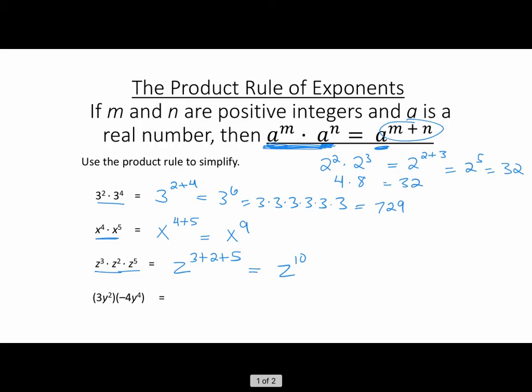And the last example, 3y squared times negative 4y to the fourth. Let's multiply the number factors first. We can commute and associate those factors, and then multiply the base y factors. So 3 times negative 4 is negative 12. And y squared times y to the fourth, we're multiplying the same base y, so add the exponents. And that'll give us y to the sixth.